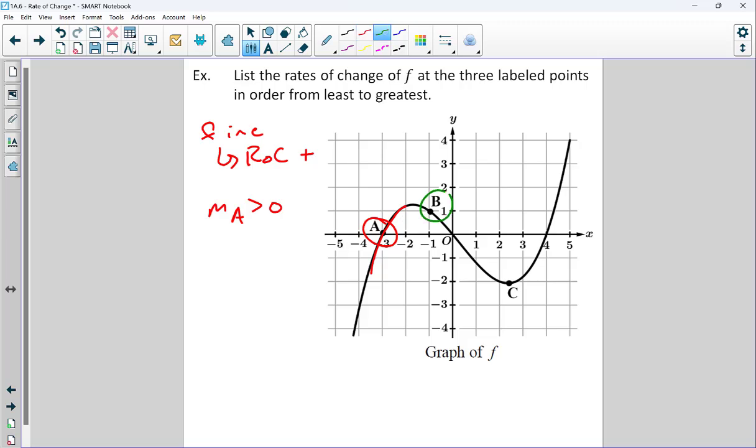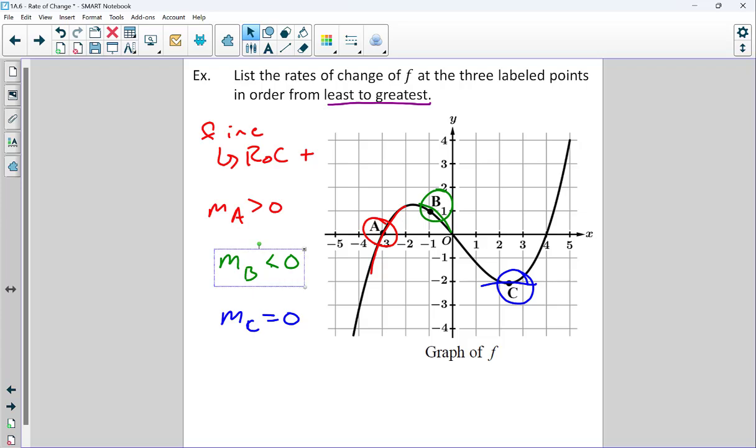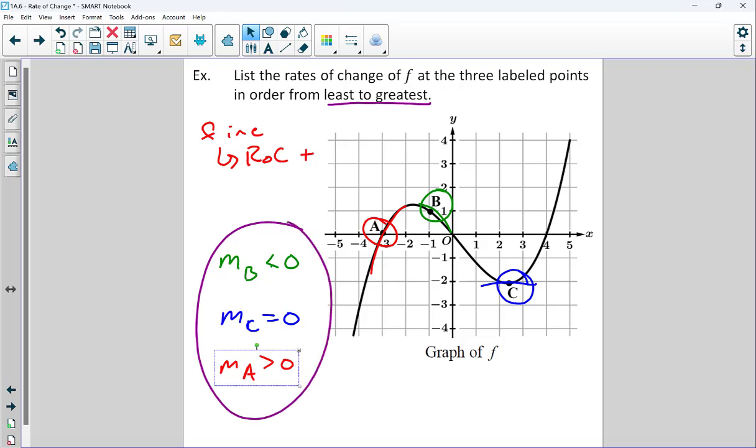I just know that it's positive. I notice that B is on the decreasing portion of the graph. If it's decreasing, then that means the rate of change should be negative. So the slope is negative. And then C is at a minimum. Well, if it's at a minimum, then that means the slope at C would be zero. We need to list from least to greatest. So that would make the negative number the least and the positive number the greatest. So that would be my answer.